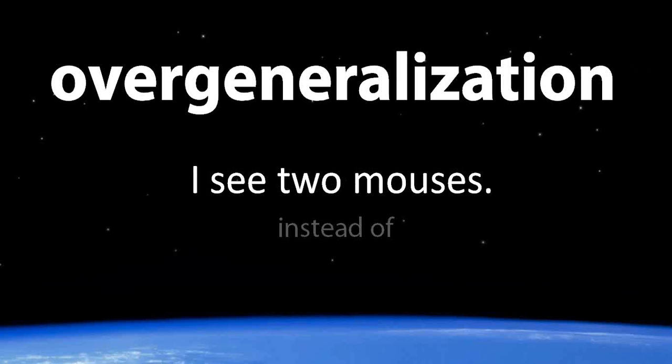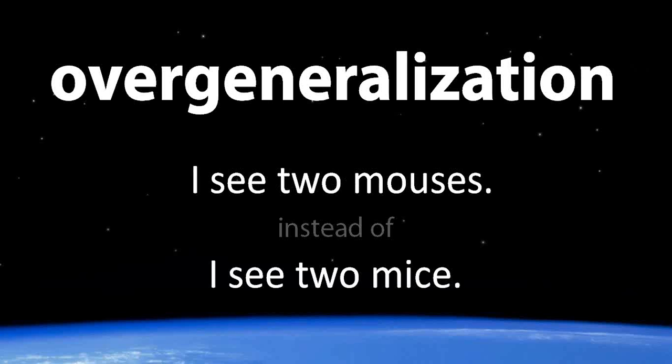Fantastic. That's right. So let's have a look at this. Obviously, this should be I see two mice. Now, why mice? Because mice is an irregular noun. It has an irregular plural form. Now, overgeneralization works like that.